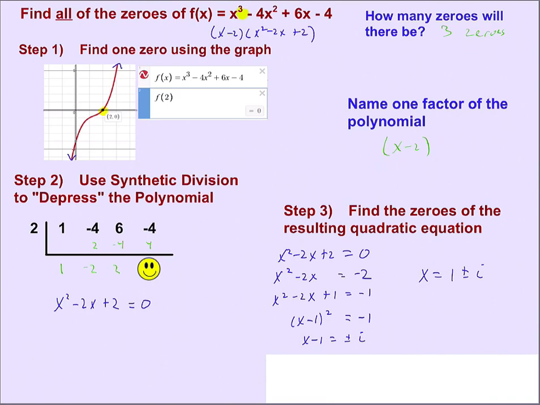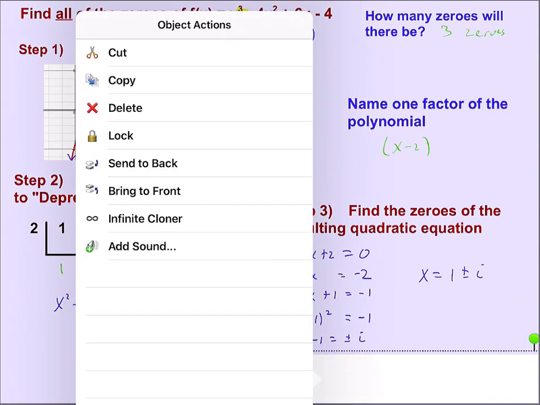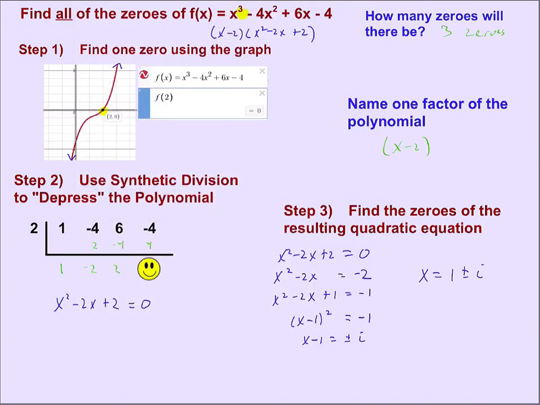Of course, remember that we had another root from before, so I don't want to forget about that. So my solutions are x equals 2, which we found from the graph, and 1 plus or minus i, which we found from solving the quadratic. And that would be the answer to the question.